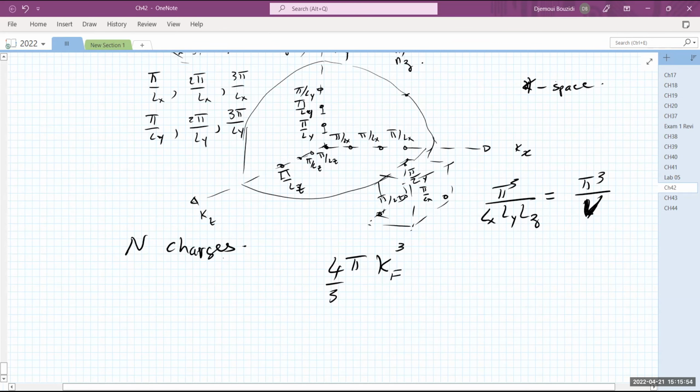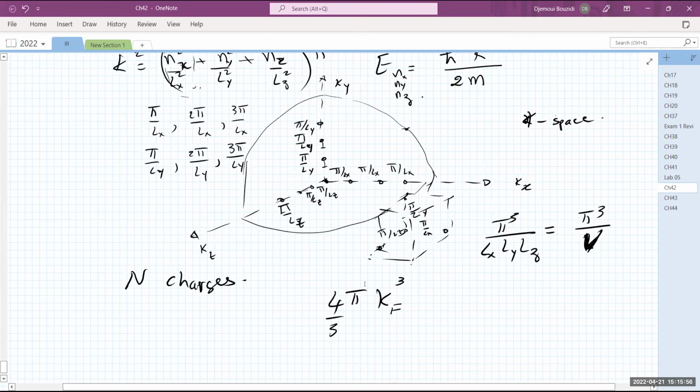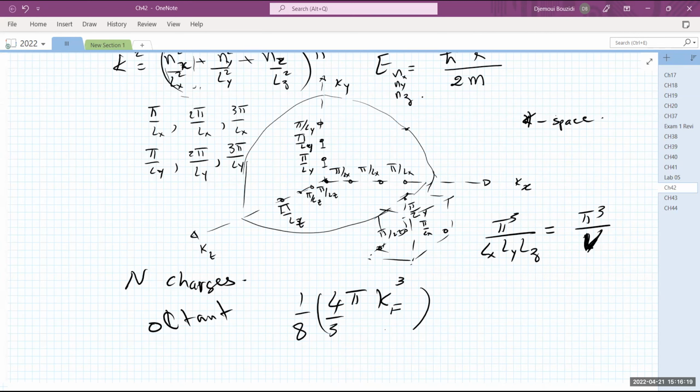Having said that, this is the entire sphere. I don't want the entire sphere. I want just the eighth of that sphere because I am only taking the first octant. Since I take the first octant, I only need 1/8 of this number. I don't need the volume of the entire sphere. I need just the chunk of it where everything is positive.